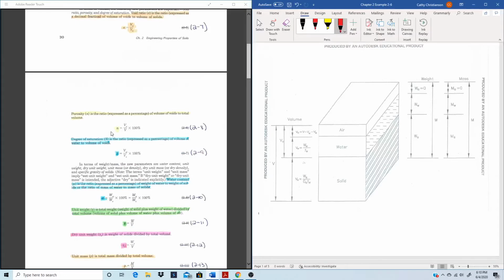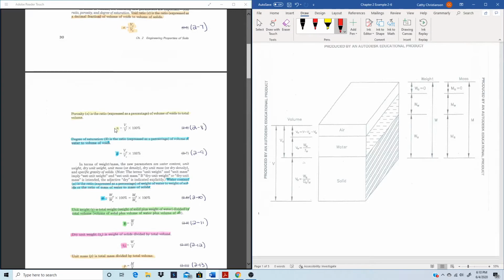The next one is porosities, and these simple equations can give us some much needed information that we're going to use in geotechnical engineering. So we're going to start with a small one and work up to complicated ones, so we're going to start off small.